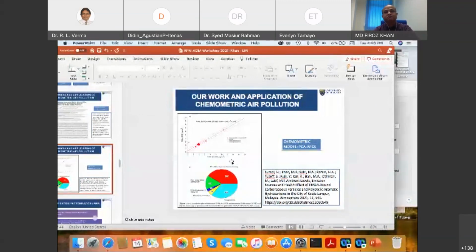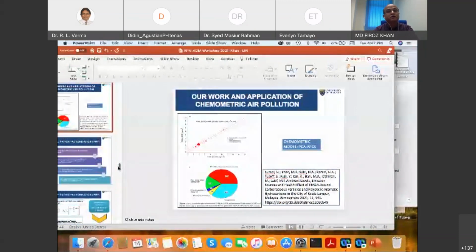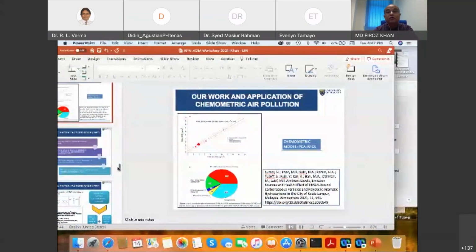And by using APCS, we have identified and quantified a number of sources here and reported in this pie plot. And this paper is already published. If you want to know more about PCA, APCS, you are welcome to read some more papers from our group that obviously will help you. Not only our papers, there are many other researchers also publishing papers using PCA, APCS.